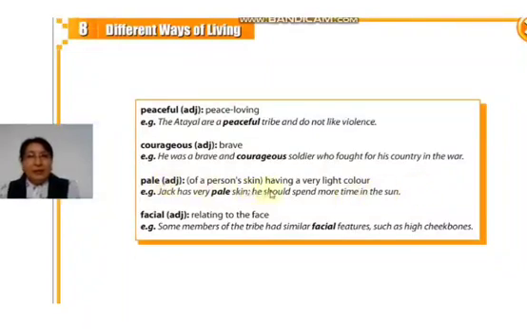Pale, meaning having a very light color. For example, Jack has very pale skin. He should spend more time in the sun. Facial, meaning relating to the face. For example, some members of the tribe have similar facial features such as high cheekbones.